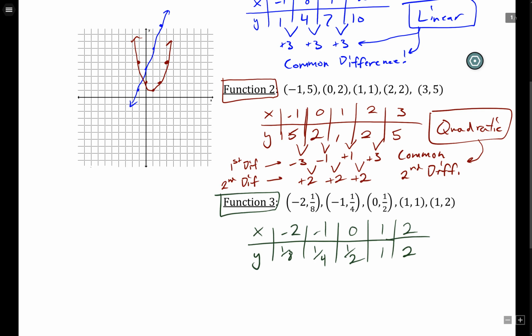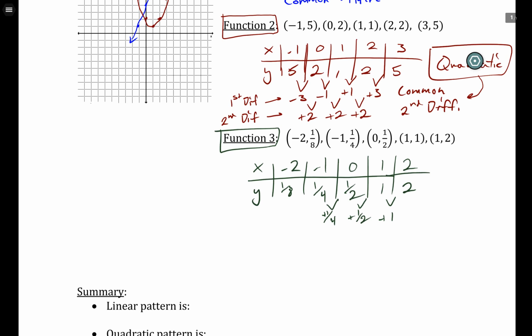Now let's see what's happening with this pattern. Gosh, fraction addition is kind of hard. I know from here to here I'm adding 1, from here to here I'm adding a half, from here to here I'm adding a fourth actually, if you really know your fractions. So there's no common first difference. Let's look at the second difference. Plus 1/2. This is also plus 1. Okay, so this doesn't help me out either. So nothing with adding is really going to do it for me.